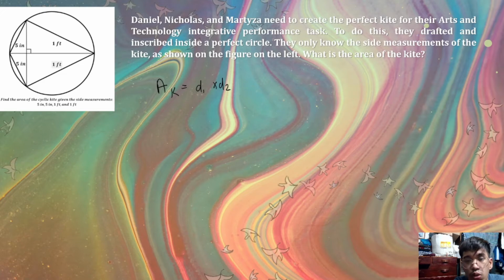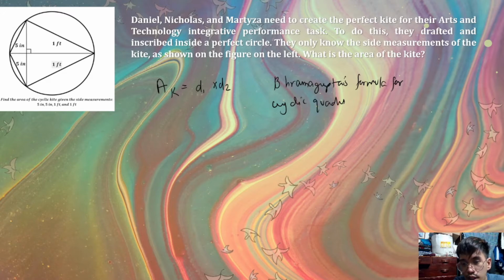So therefore, we're going to use an alternative formula that we call Brahmagupta's formula for cyclic quadrilaterals. The figure that we have here is indeed a cyclic quadrilateral, which has 4 sides and all of its vertices inscribed in the circle. So what does Brahmagupta's formula state?